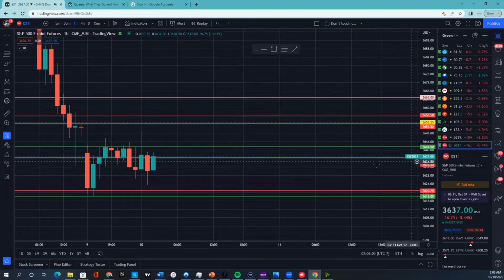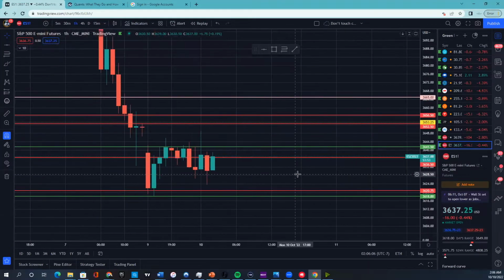Trading implied moves, you can use this on any ticker. I'm going to be showing you an example on the futures chart here, but I will show you how you can apply this to any ticker and trade it and add it to your arsenal.